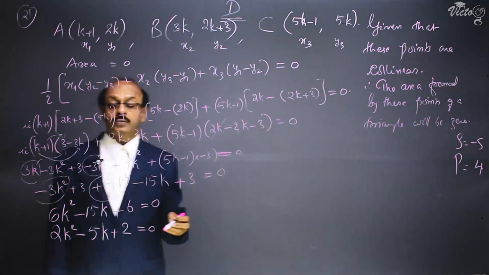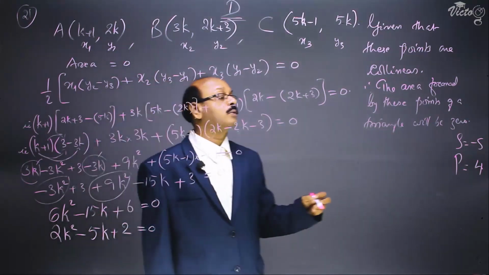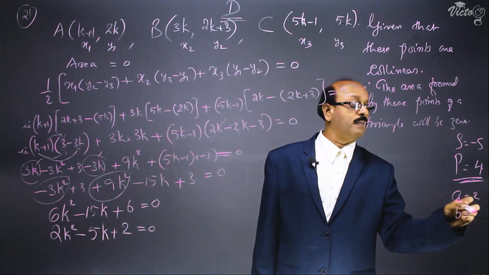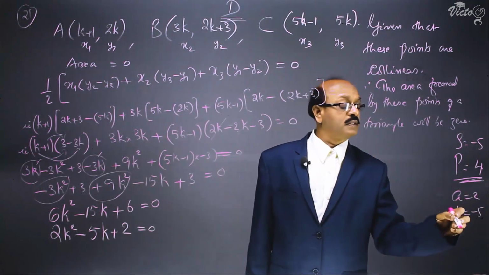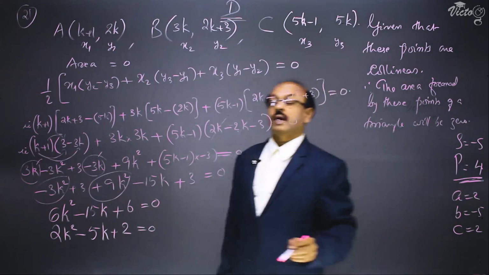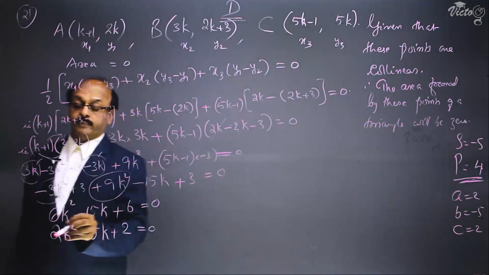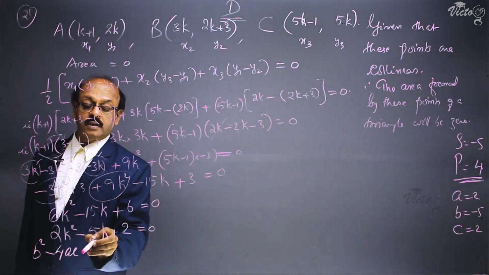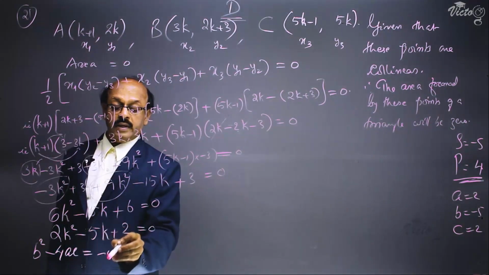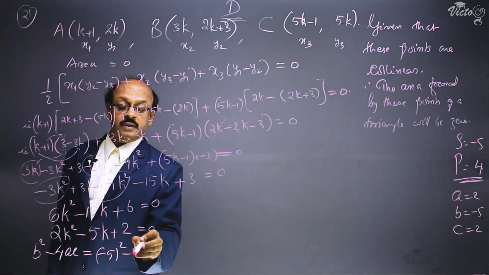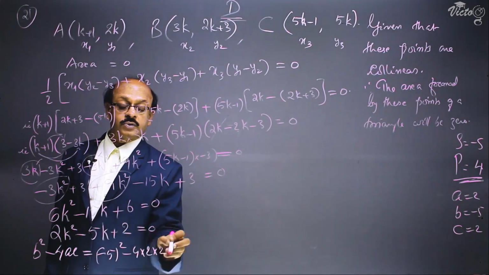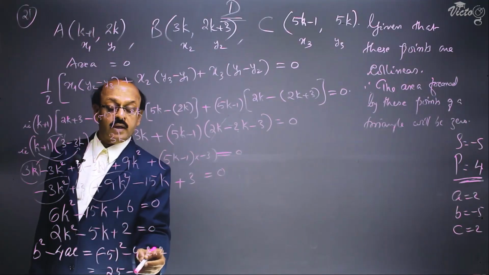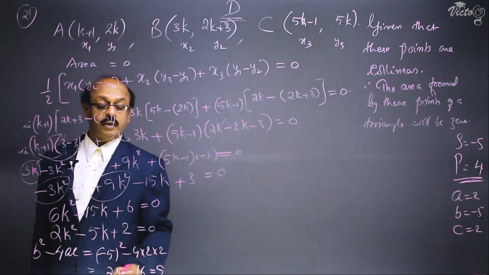A is equal to 2, B is equal to minus 5, and C is also equal to 2. Find the value of B square minus 4AC. B square minus 4AC is equal to minus 5 the whole square minus 4 into 2 into 2, which is equal to 25 minus 16, which is equal to 9.